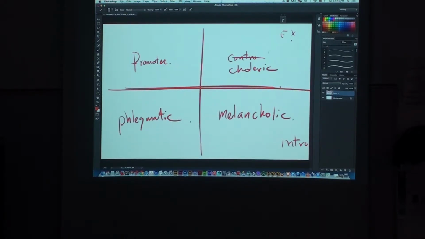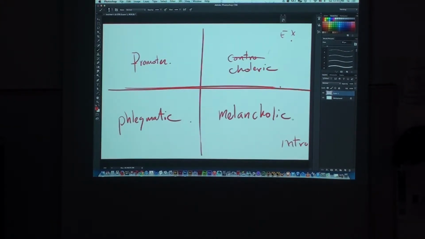But here's where it becomes interesting. Even as who we are, I may be a controller, but this is where it changes. I may be controller promoter, or I can be controller melancholic, okay? And my opposite is gonna be phlegmatic, chill, right? And it works in every way.